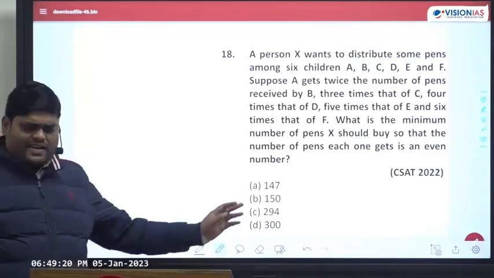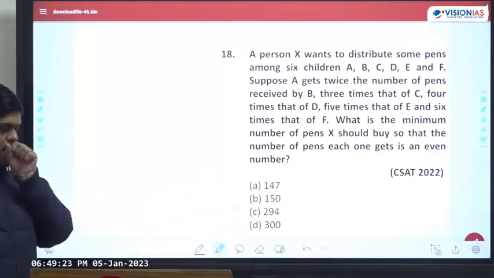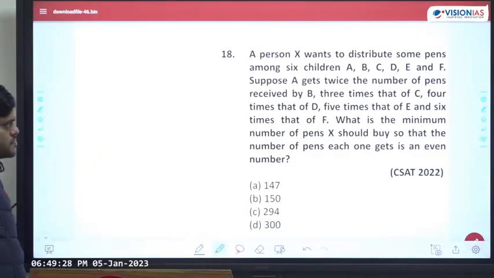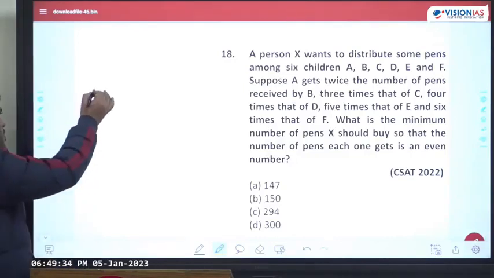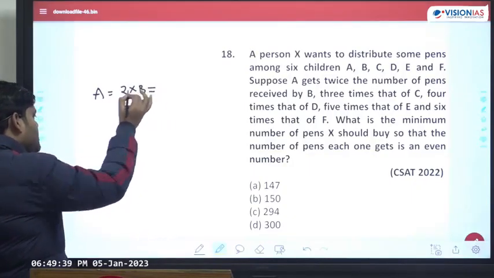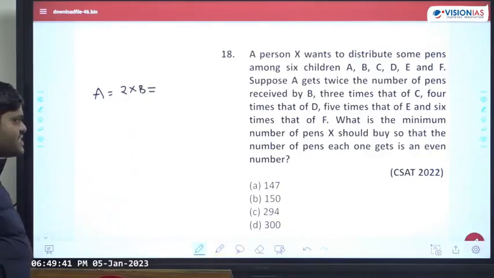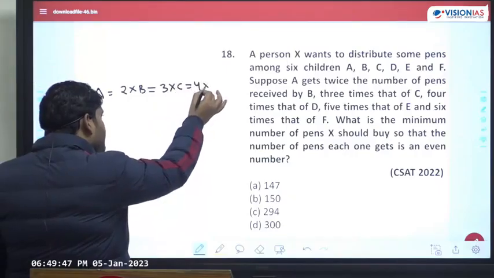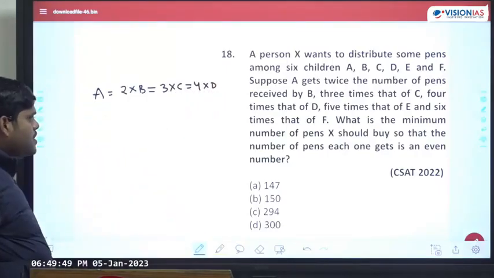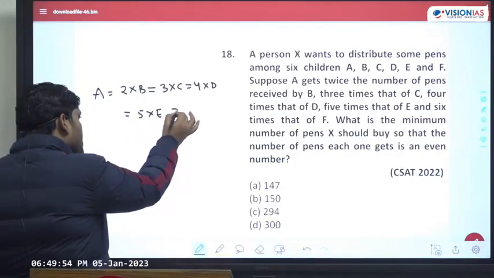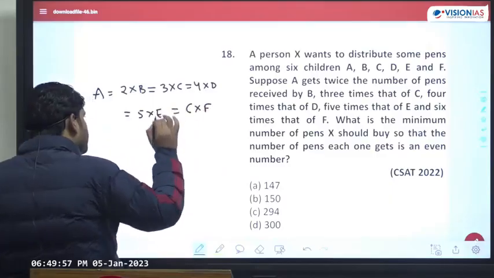This concept requires a little bit more knowledge of even numbers and all, but yes, we can try this question. The number of pens A receives is twice the number of pens B receives, is thrice the number C receives, is 4 times that D receives, and 5 times that E receives, and 6 times that F receives.